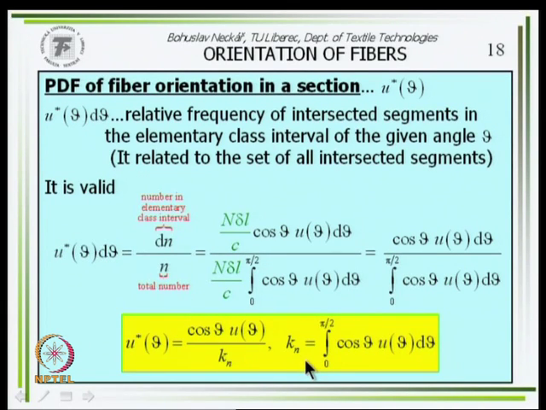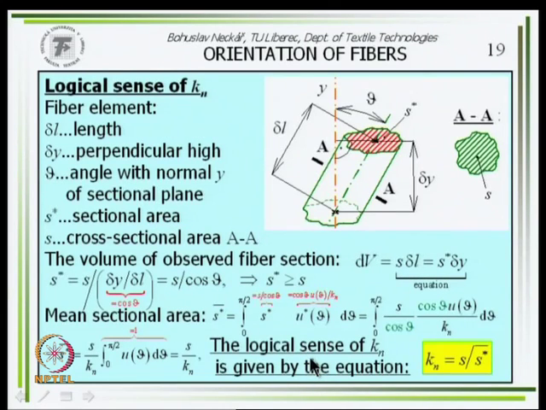In the moment, Kn is just some symbol, no more. But I want to show you that this Kn has some logical sense. Let's imagine a very short fiber segment of length dl, having a sectional area S star, in opposition to the cross section perpendicular to the fiber axis, which is S from our earlier lectures.